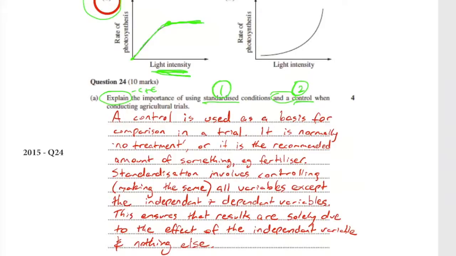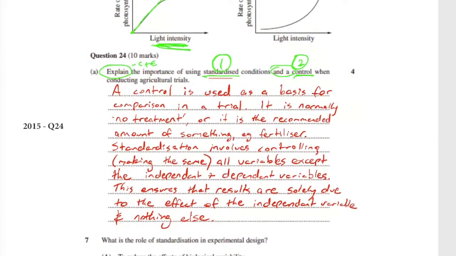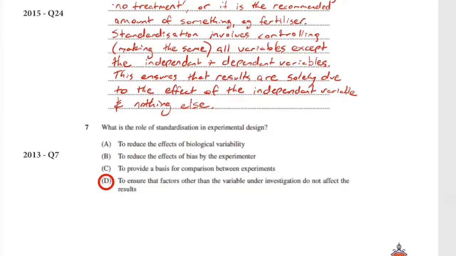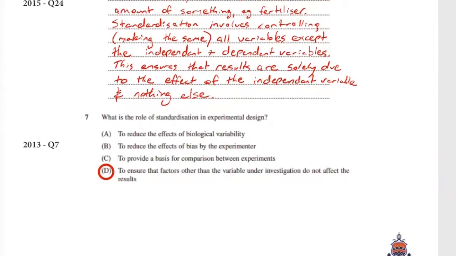This next question is explain the importance of using standardized conditions and a control when conducting agricultural trials. So there's both standardization and control that we're looking at. We need to talk about both of those things. So a control is used as the basis for comparison in a trial. It is normally no treatment or is the recommended amount of something, for example, a fertilizer. Standardization involves controlling, making the same all variables except the independent and dependent variables, and this ensures the results are solely due to the effect of the independent variable and nothing else.